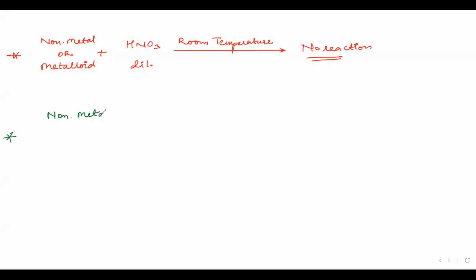Okay, no reaction. Second point, write this with me, please. Non-metal or metalloid plus HNO3, which is dilute. Then you add some heat, okay? Either you will have heating written or this delta sign, which is for heat. You will form the ic acid.